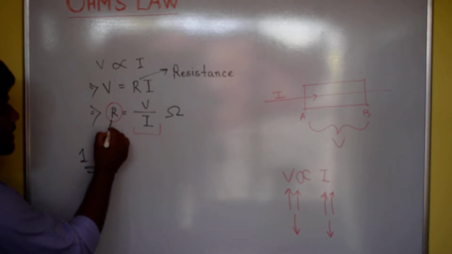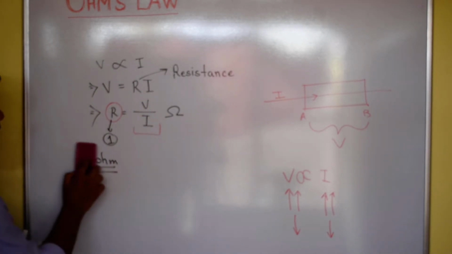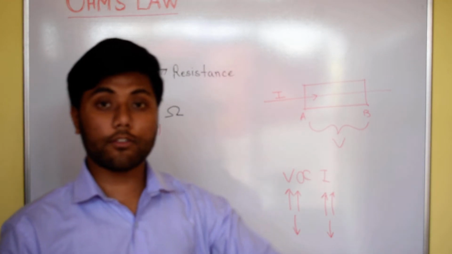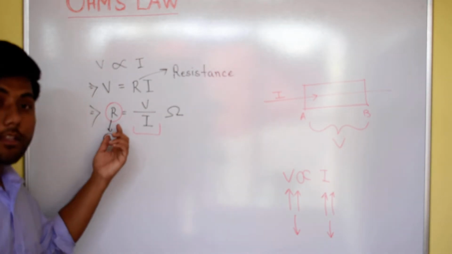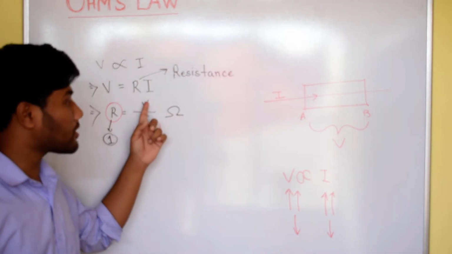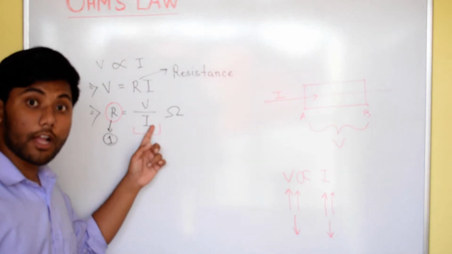It would be 1. The easiest way, science is where we check for the easiest one, okay? This 1 ohm resistance means if the potential difference is 1 volt, our current flowing through the conductor is 1.